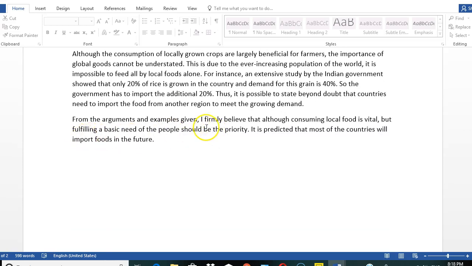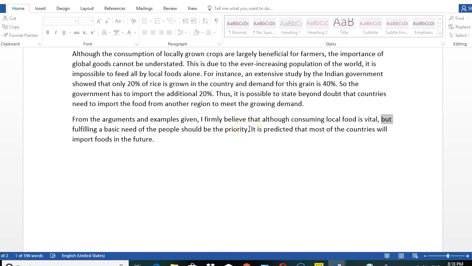The arguments and examples given, I firmly believe that although consuming local food is vital, fulfilling a basic need of the people should be the priority. If you have "although", you don't need the "but". You use only one conjunction or one cohesive device for contrast. In this case, "although" would work much better. So just get rid of the "but" and the sentence is perfect.